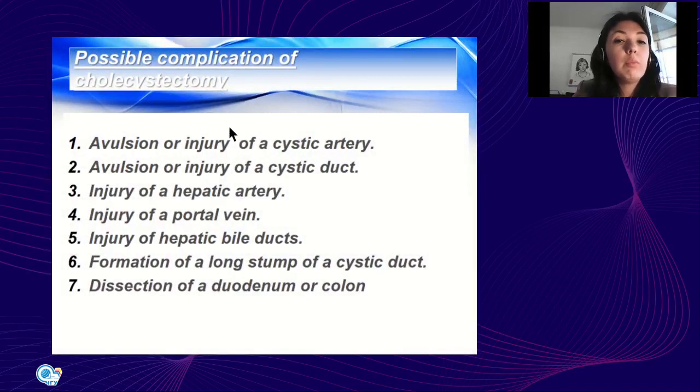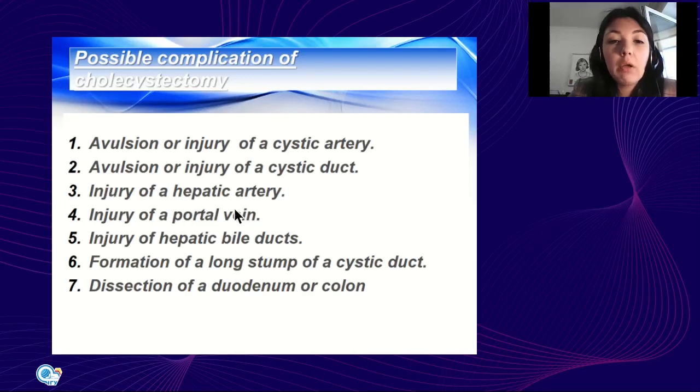So what are the possible complications of cholecystectomy? It can be avulsion or injury of a cystic artery before the ligation, and then we will deal with bleeding. Avulsion or injury of a cystic duct, and then we will deal with the leakage of bile and probably peritonitis in future. Anyway, bile will irritate the peritoneum, there will be peritonitis, and adhesions will definitely be formed.